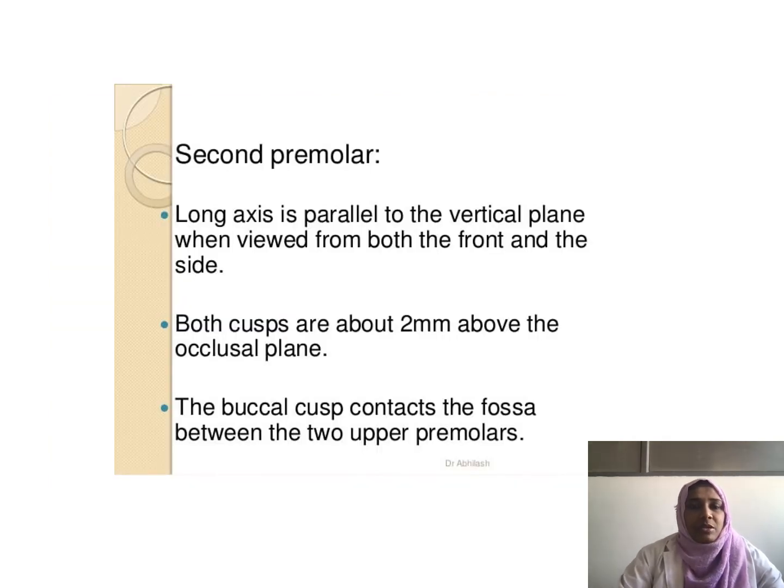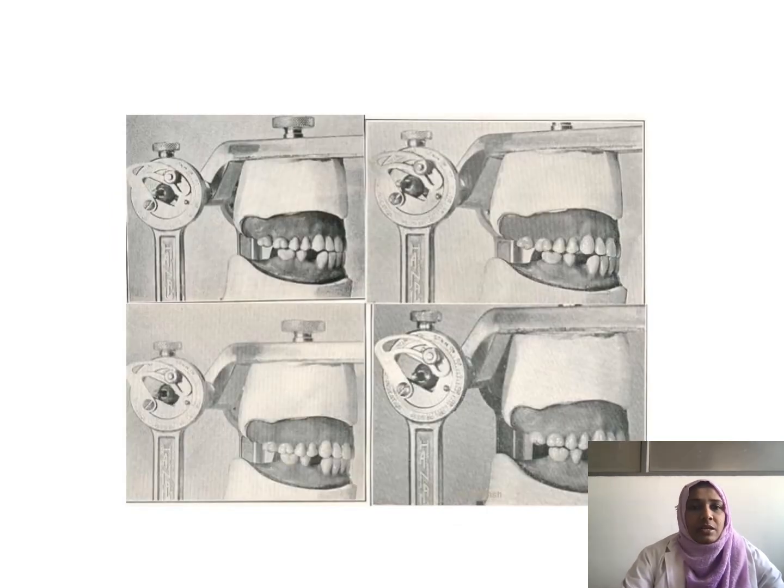And coming to the arrangement of the mandibular second premolar, the long axis is parallel to the vertical plane when viewed from both the front and the side, and both cusps are about 2 mm above the occlusal plane, and the buccal cusp contacts the fossa between the two upper premolars. And this is how the picture resembles when we arrange the second premolar.